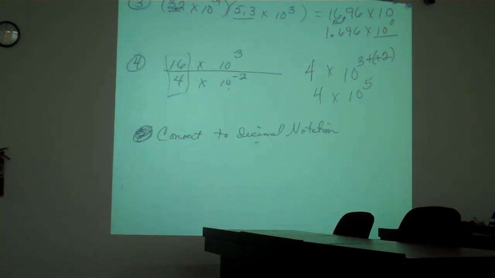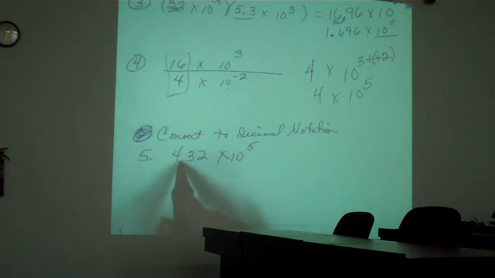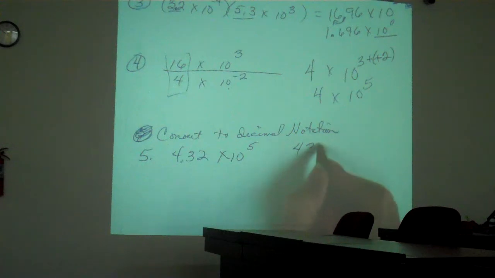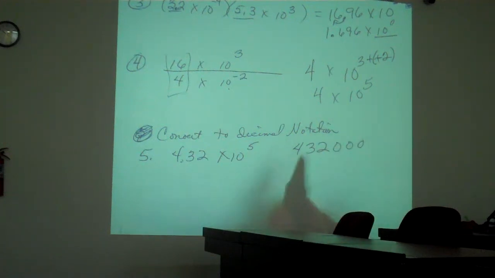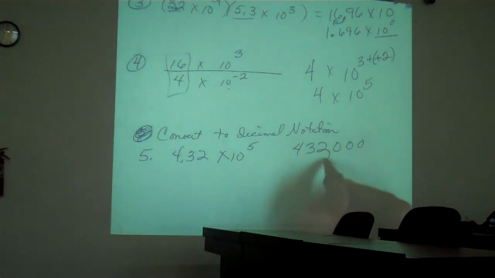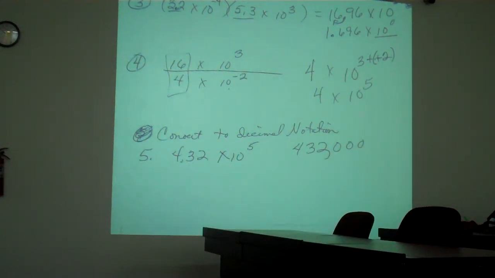Okay, now we're converting to decimal. That's to regular numbers. 4.32 times 10 to the 5th power. So move it 5 times, or we're moving it to the right or left? Right. So 2 times, we'll need to add 3 zeros to make 5 times. So 1, 2, 3, 4, 5. Now put your comma to make it a number that you can read.